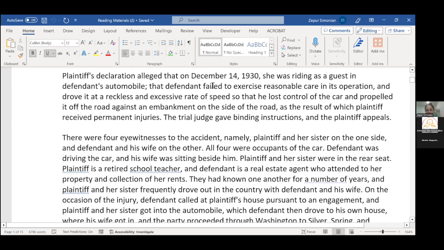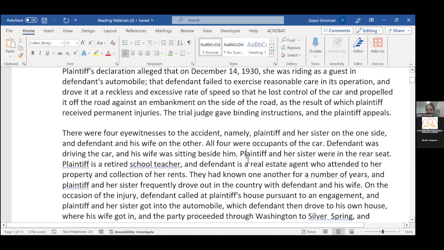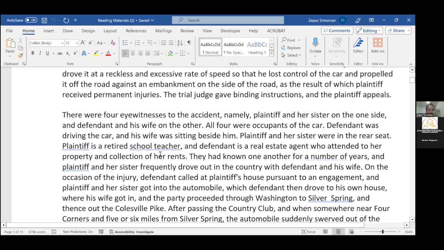Then there were 4 eyewitnesses to the accident, namely plaintiff and her sister on one side, and then defendant and his wife on the other. All 4 were occupants of the car. Defendant was driving the car and his wife was sitting beside him. Plaintiff and her sister were in the rear seat. Plaintiff is a retired school teacher and defendant is a real estate agent who attended to her property and collection of her rents. Notice again, these are all just backgrounds, not so important for me. It's more to create a narrative and a story, but not relevant to why I am reading this case.